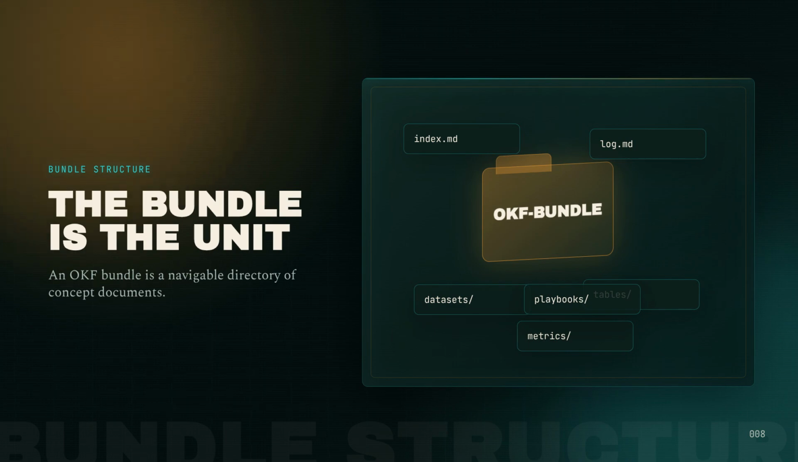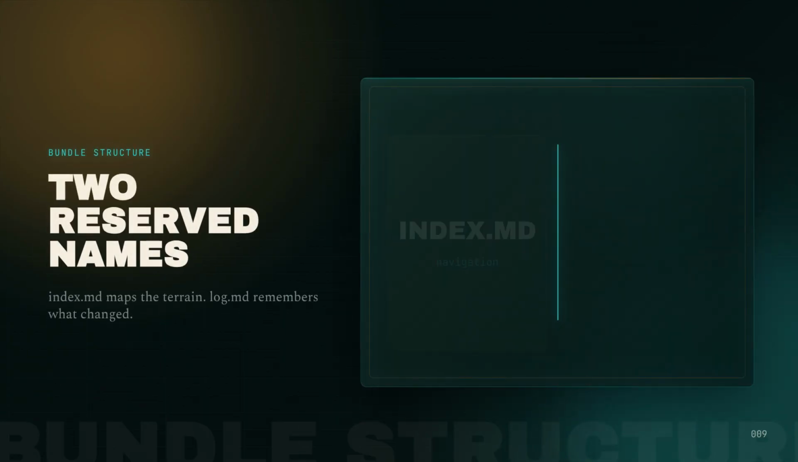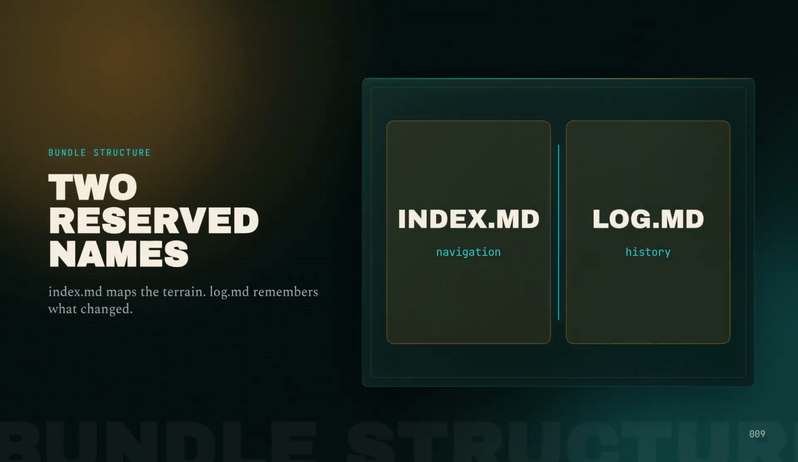The folders can be organized however the producer wants. Datasets, tables, metrics, playbooks, APIs, references, anything. OKF reserves only 2 file names with special meanings: index.md for directory listings and log.md for chronological updates.